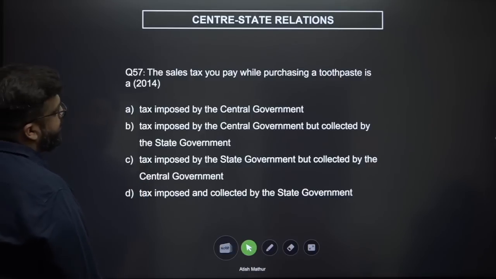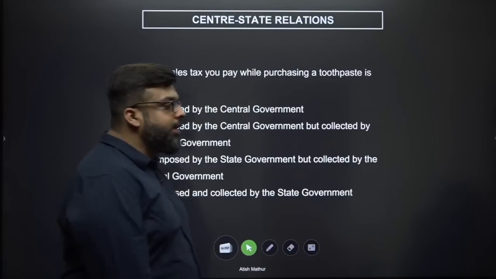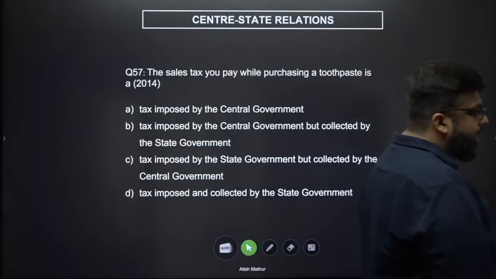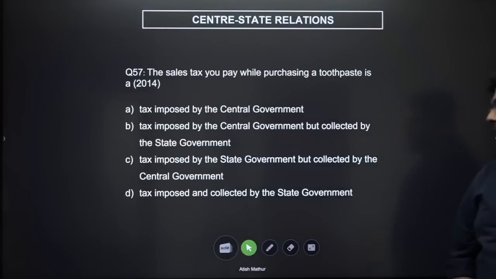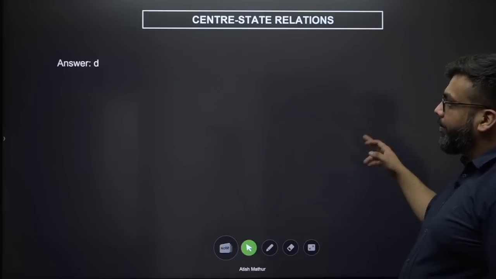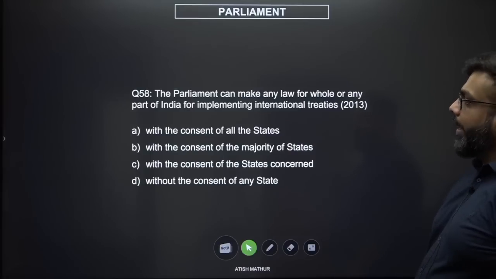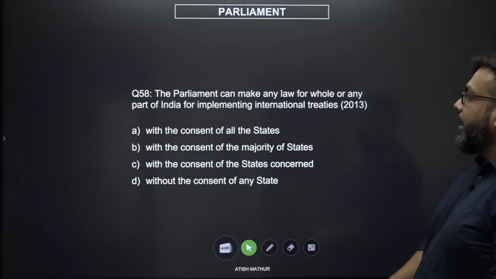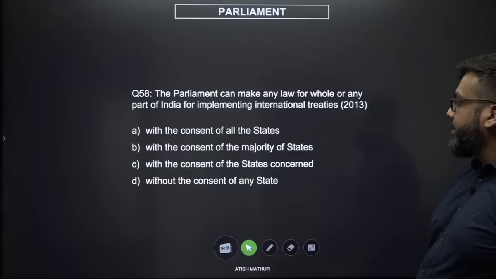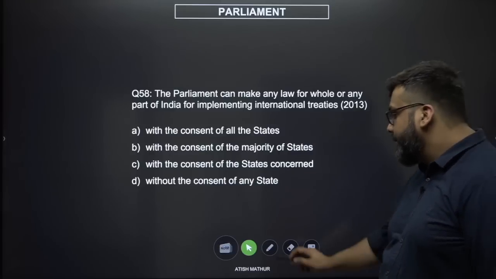The sales tax you pay while purchasing a toothpaste is a tax imposed and collected by the state government. Now this is a question which is redundant now because of GST. It's no longer something that you have to worry about right now. Now, the Parliament can make any law for whole or any part of India for implementing international treaties with the consent of the states, with the consent of the majority of the states, with the consent of the states concerned, or without the consent of the state.